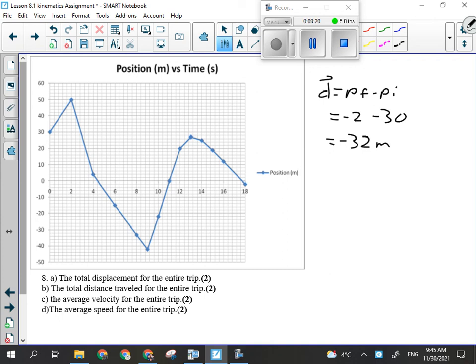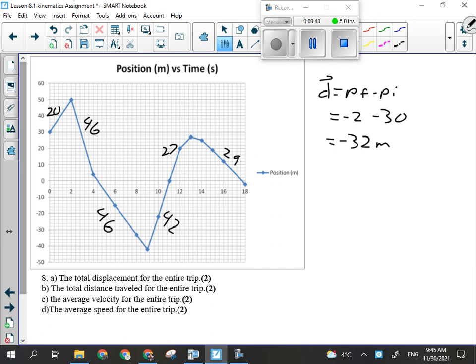Okay, total distance traveled. Well, we already knew that this one was 20. We knew that this one was 46. We knew that this one was 46. We knew that this one was 42 because we'd already calculated all of those. And then from here to here, I think we'd already calculated that one as well. That this was 27, because it goes from 0 to 27. And then it goes from 27 down to negative 2, which is another 29 meters. Okay, everybody all right with that?